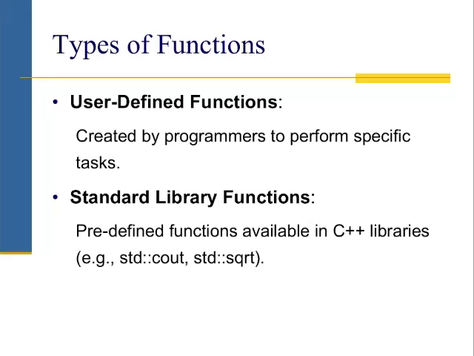And the types of functions we have are the user-defined functions and the standard library functions. The user-defined functions are created by programmers to perform specific tasks for them. And also the standard library functions. They are predefined functions that are available in the C++ libraries, such as std, where we get the cout, and std, where we get the square root function.